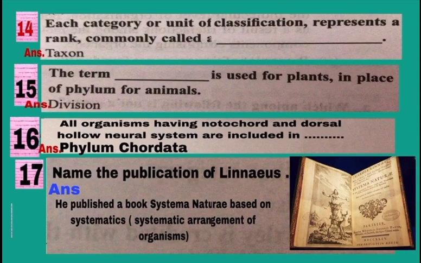Question number 16. All organisms having notochord and dorsal hollow neural system are included in dash. Answer is phylum Chordata. Here all organisms have notochord and dorsal hollow neural system. Question number 17. Name the publication of Linnaeus. Carolus Linnaeus published a book, Systema Naturae, based on systematics. What is systematics? It is a branch of study that deals with systematic arrangement of organisms.